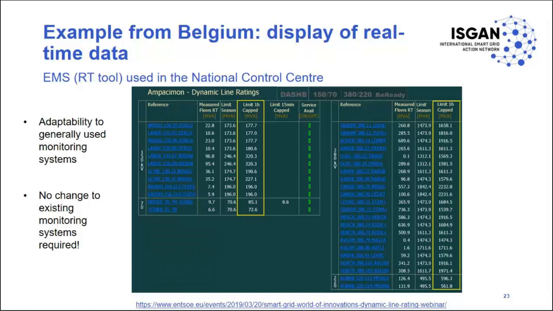So these lines are here in blue. It's the line identifiers, and the load is shown next to the line identifier in MVA. So you have 22.8 MVA, 10.6 MVA, etc. And the seasonal limit is also shown next to it in MVA, and framed in yellow. You have the dynamic line rating limit as it is computed by our system. It's not the real-time rating that you see here, it's the 1 hour forecast capped.